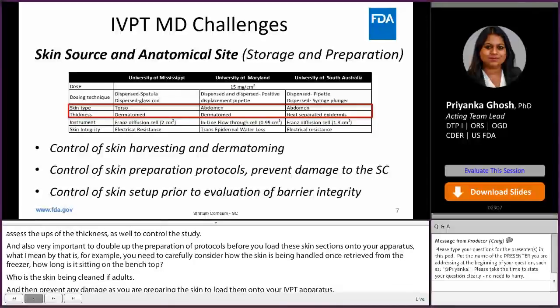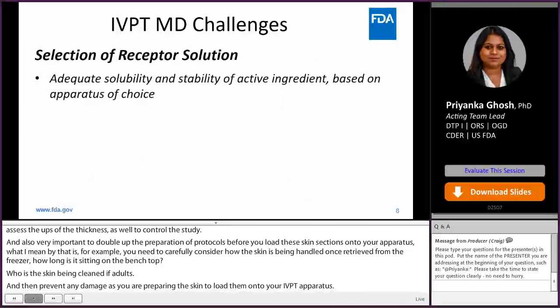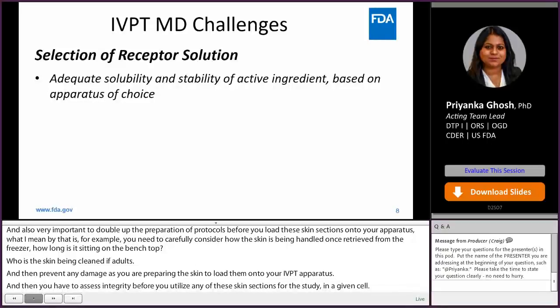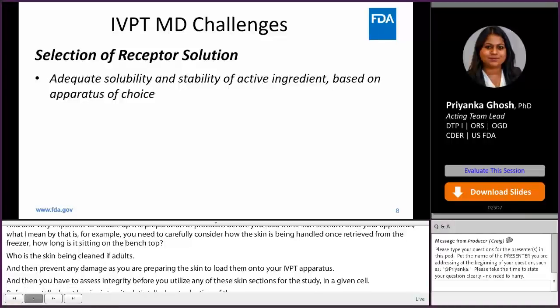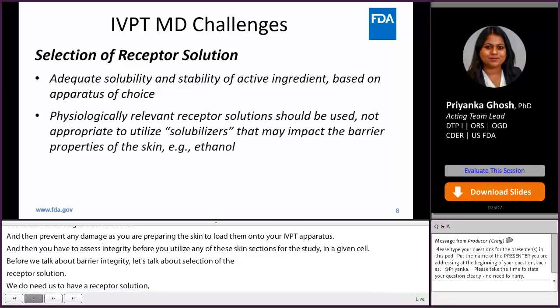However, before we talk about barrier integrity, let's talk about selection of the receptor solution. Of course, we need a receptor solution which would provide us with adequate solubility and stability. And what I mean by adequate solubility is ideally a solubility should be approximately an order of magnitude higher compared to the highest expected sample concentration during your IVPT study. However, we do want to note that you should still have a physiologically relevant receptor solution.